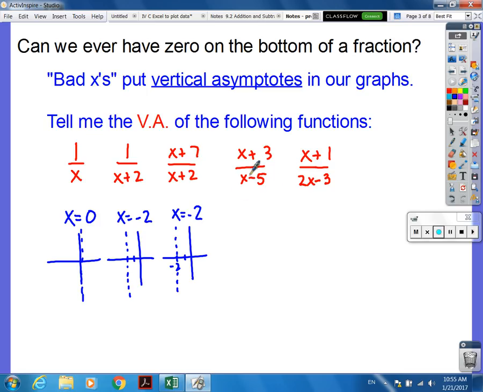Here I'm just focused on the bottom, so this bad x would be a 5, meaning the vertical asymptote would be over here at 5. And the last one, even if you have something wacky with a fraction, you're going to use that 3/2, just to the right of the origin between 1 and 2, and that's your vertical asymptote. So for a vertical asymptote, it's going to be a line of the form x equals.